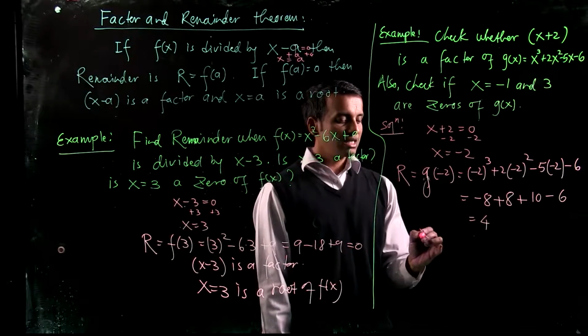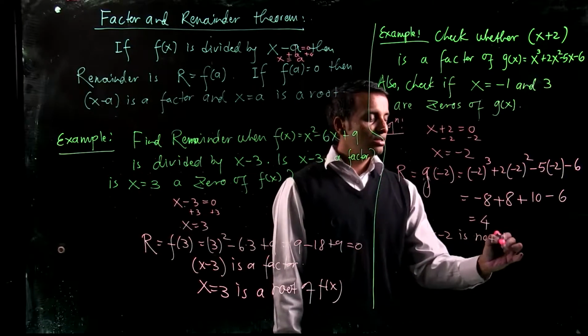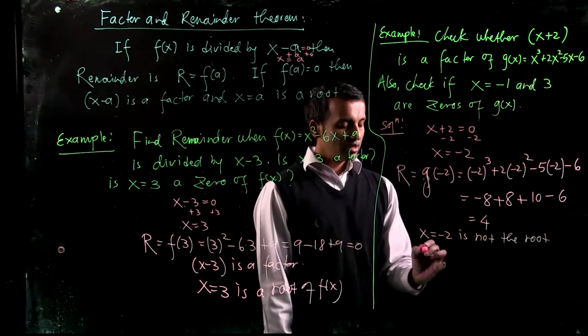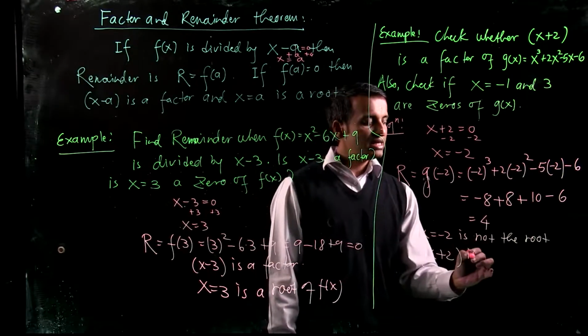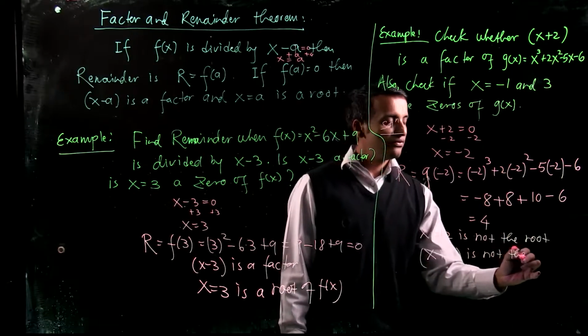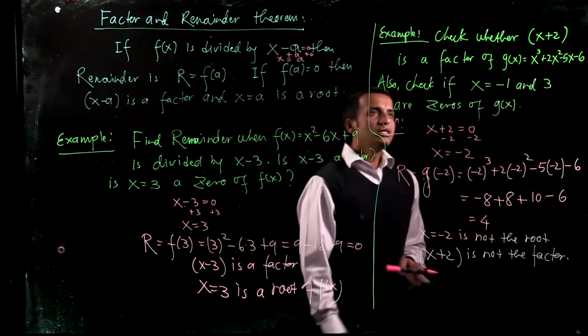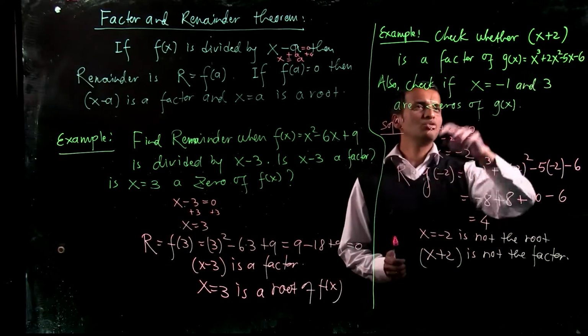So x equals negative 2 is not a root, and also x plus 2 is not a factor. Okay, the next thing is we want to test for negative 1 and 3 as well.